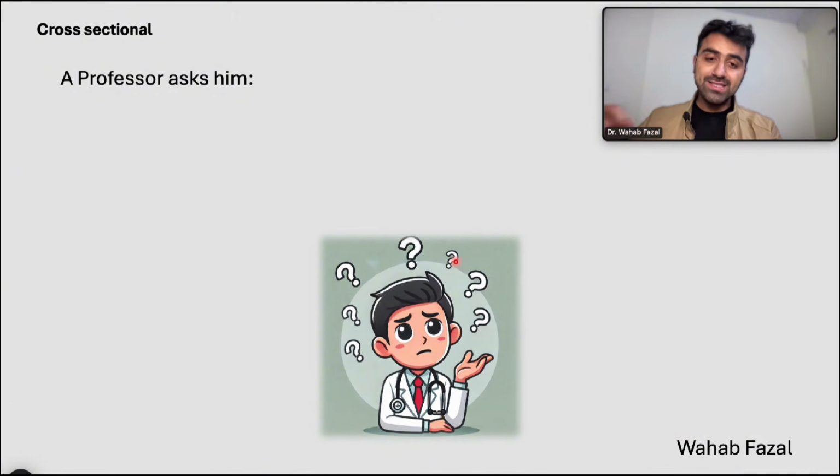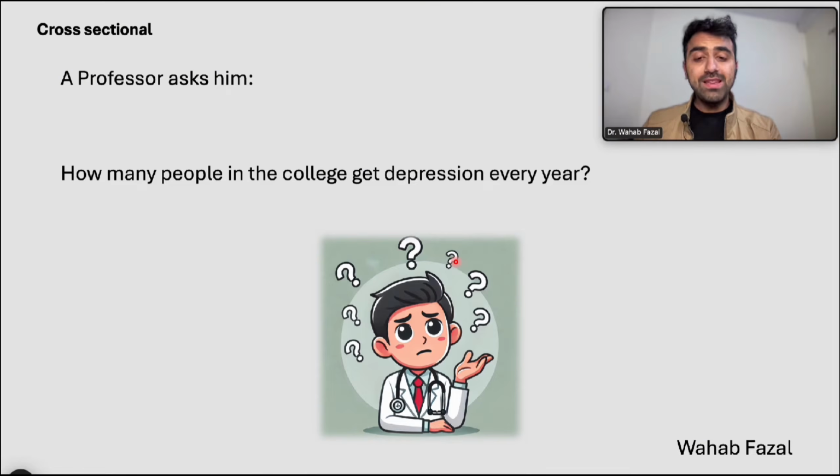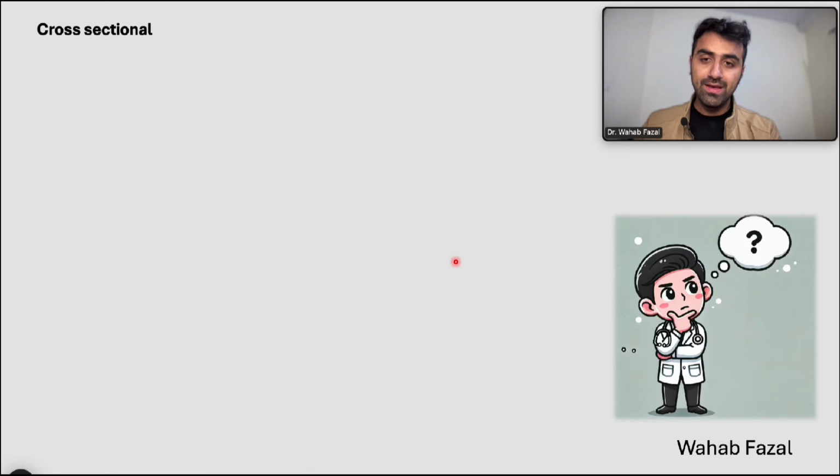So his professor asks him, how many people in the medical college get depression every year? Can Mercurius answer this question just on this study? No, he cannot answer this question. Why? Because a cross-sectional study can tell us the prevalence, but the professor's question is asking about a concept known as incidence. Exactly. That's how many people get depression every year. That's incidence. A cross-sectional study is not good at telling us that.